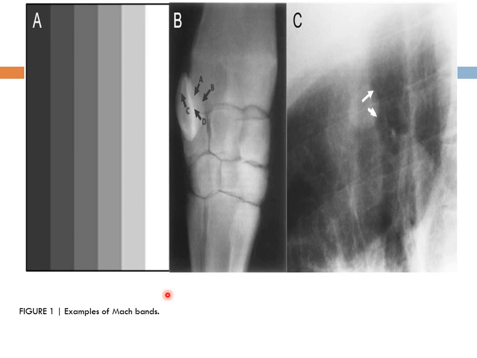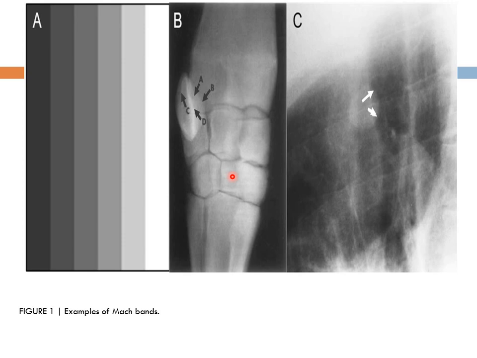Other examples, like this one, this is actually a horse bone, showing this dark line. If I brought you this in the exam, you would be fooled.